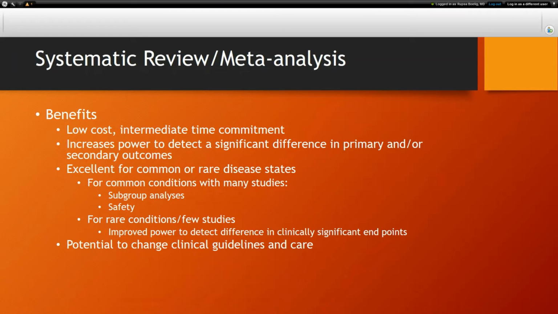Well, great. And along those lines, meta-analysis certainly has the potential to change clinical guidelines and care for exactly that reason.